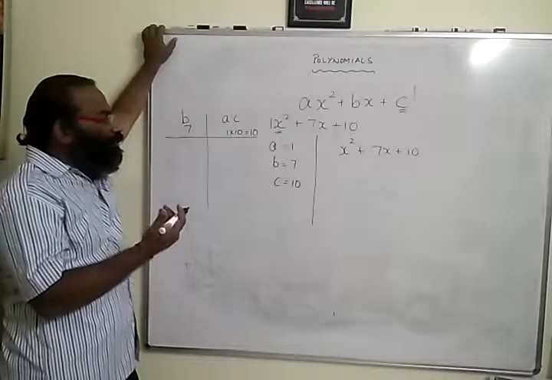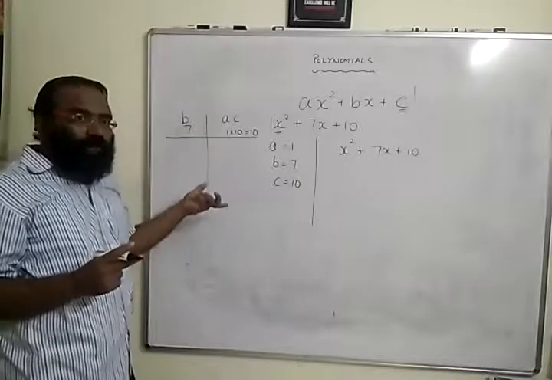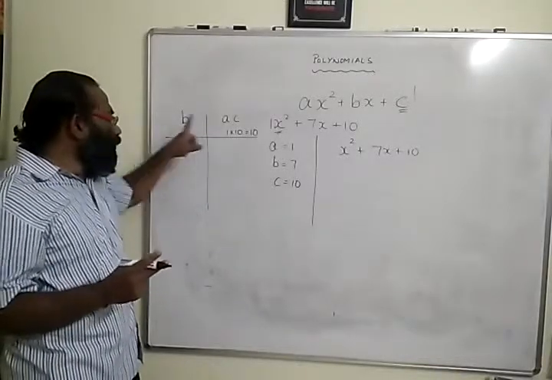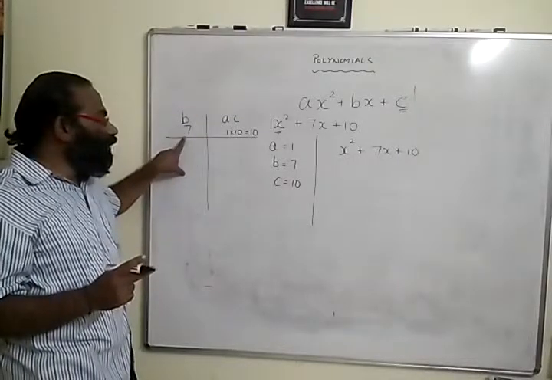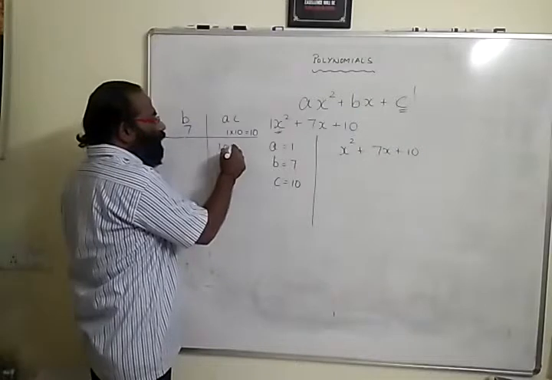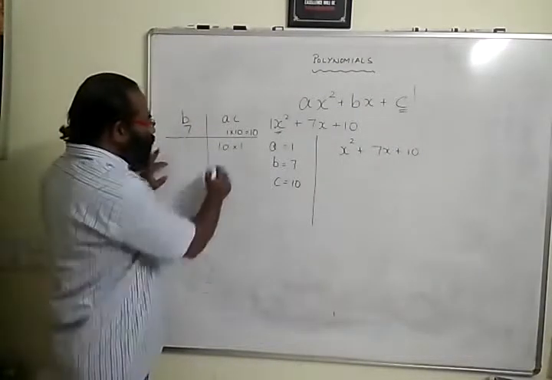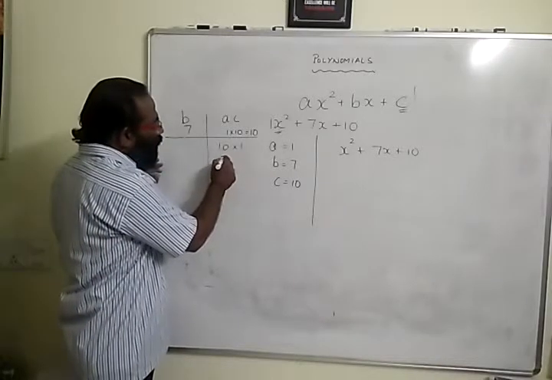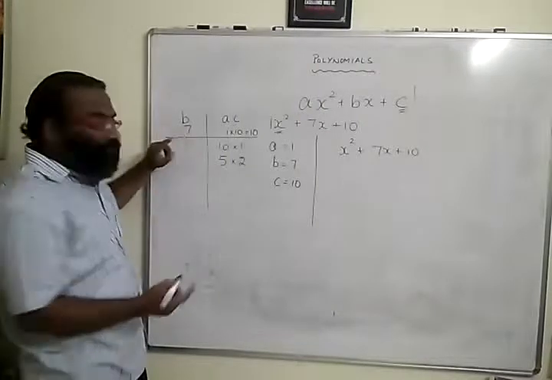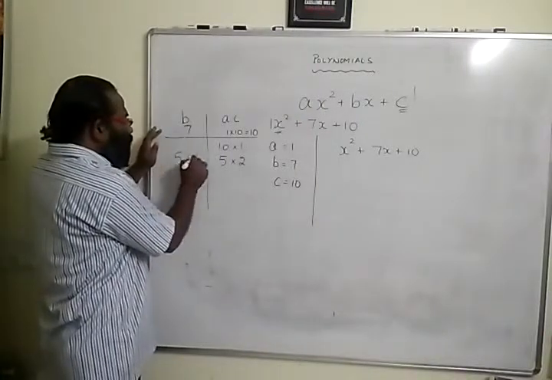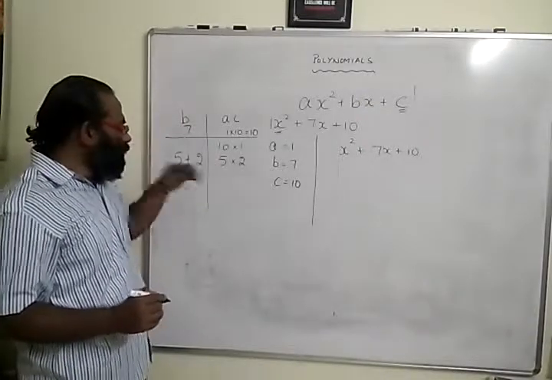The way to do this is, you have to find two numbers such that when I multiply those two numbers, I get 10, and when I add those very same numbers, I should get 7. So what are the possibilities? I can multiply 10 into 1, but then 10 plus 1 is not 7. What about 5 into 2? 5 into 2 is 10. 5 plus 2 is 7. So perfect. We have landed upon the right numbers. So 5 plus 2 is 7 and 5 into 2 is 10.